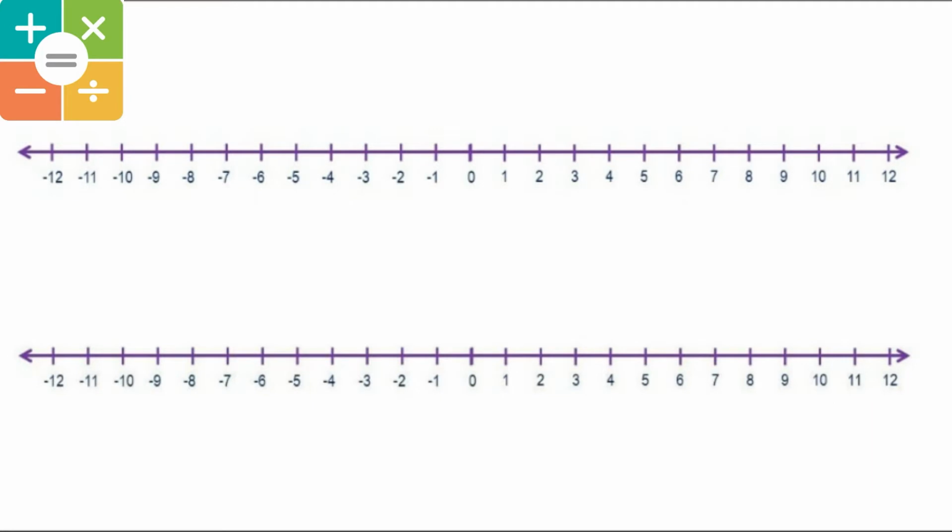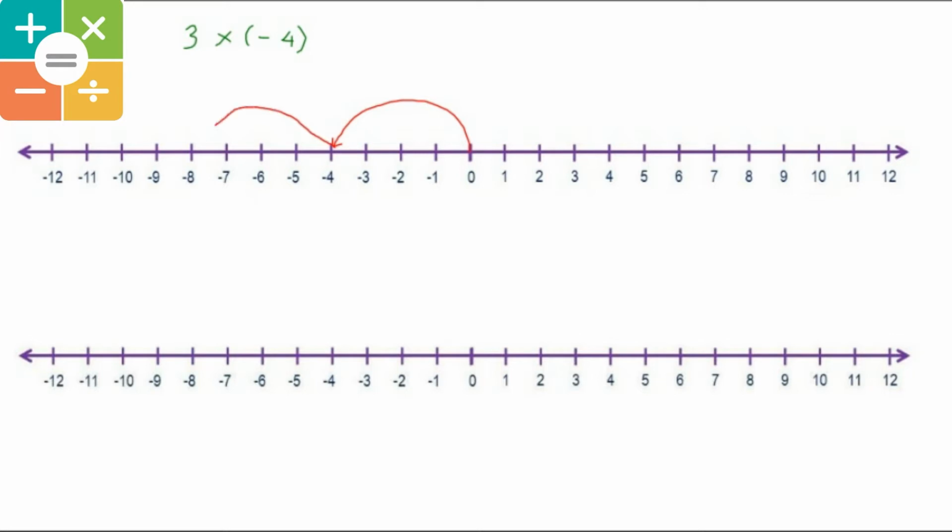Let's take next example. 3 multiplied by minus 4. We can take this as 3 times minus 4. Now minus 4 is on the left side of the number line. So 1 is minus 4.